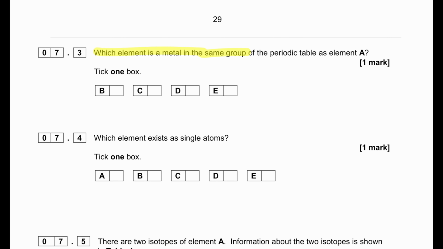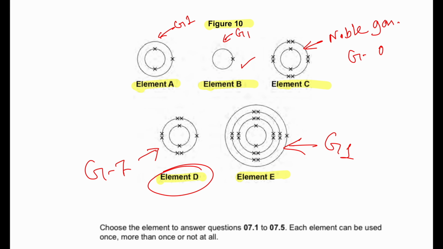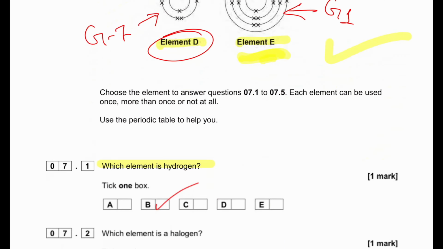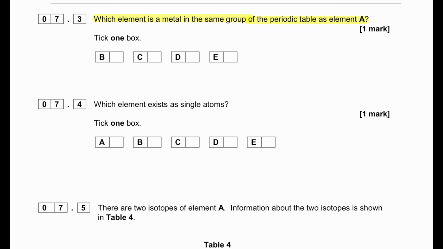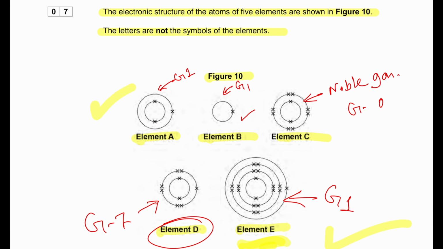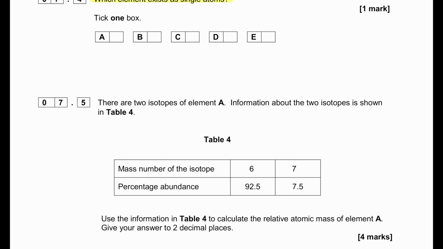Which element is a metal in the same group of periodic table as element A? So let's see element A. Element A is in group 1, and thereby we can denote element E also in group 1. Which element exists as single atom? Noble gases exist as single atom, so in this case the answer will be C. C is a noble gas with complete outer shell.